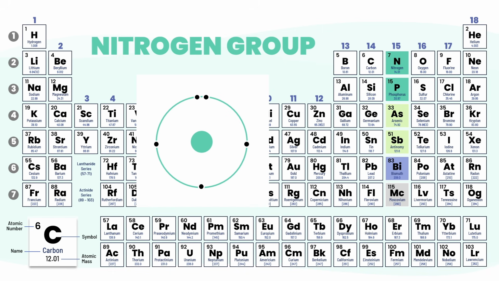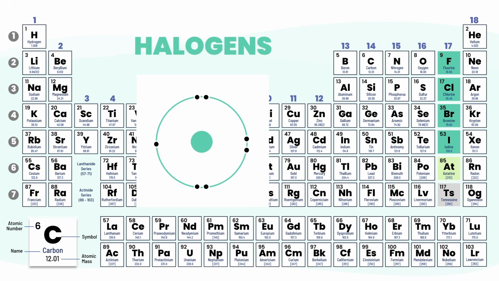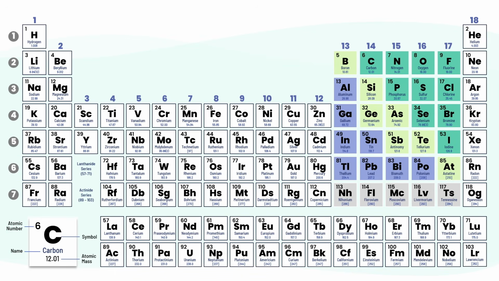Group 15 is known as the nitrogen group. It has 5 valence electrons. Group 16, the oxygen group, has 6 valence electrons. And group 17 is called the halogens. These elements have 7 valence electrons and are very reactive, especially with elements from group 1. Notice the pattern? The last digit of the group number matches the number of valence electrons. Group 13 elements have 3 valence electrons, group 14 have 4, and so on.